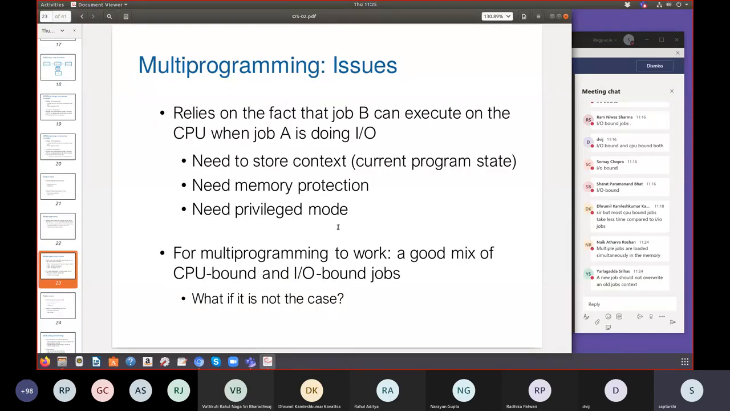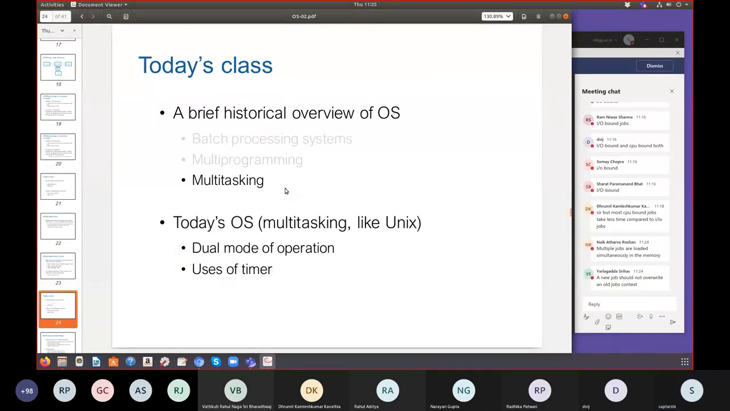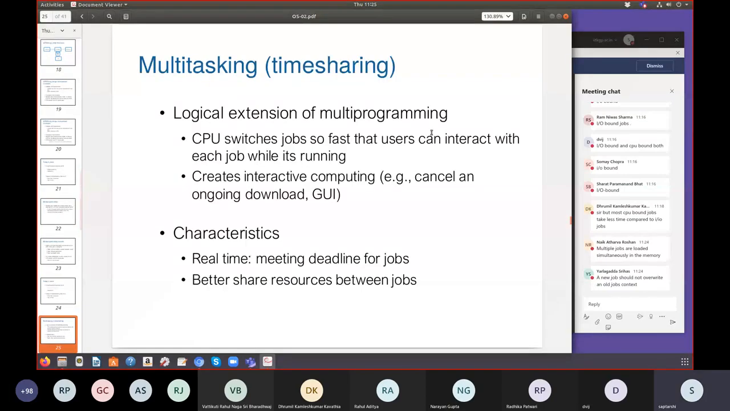So then came the third stage of systems, which is called multitasking. Instead of multi-programming, it's called multitasking. What is that? It is a logical extension of multi-programming, of course. The CPU switches jobs so fast that users can interact with each job while it is running. This gives the illusion of interactive computing. Examples are the GUI or cancelling an ongoing download.